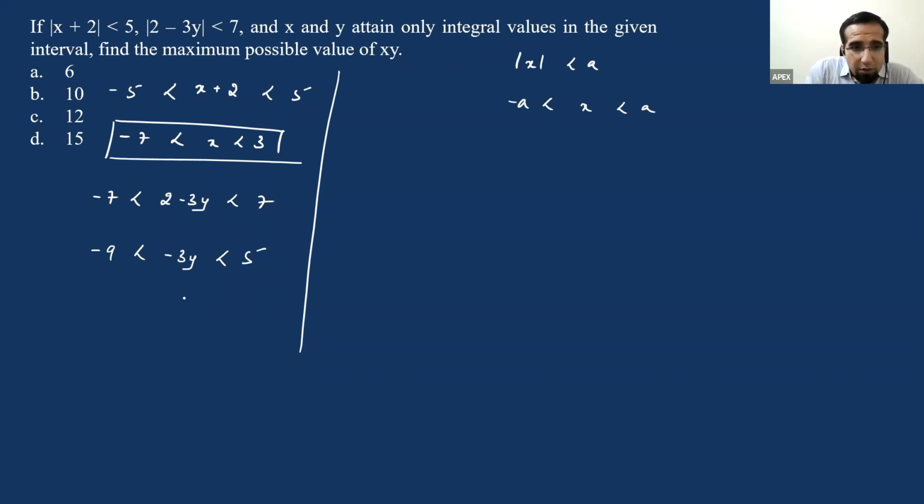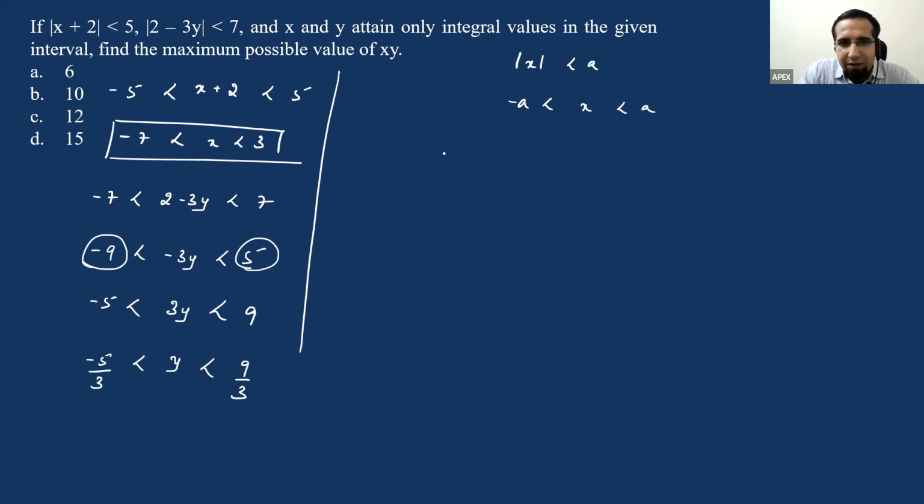So what will happen here? This will become 3y. Minus 9 will become plus 9, therefore it will come here. And plus 5 will become minus 5, therefore it will go here. Or the value of y will range from minus 5 by 3 to 9 by 3. Now let's understand this, guys. Minus 7 less than x less than 3 and minus 5 by 3 less than y less than 3.